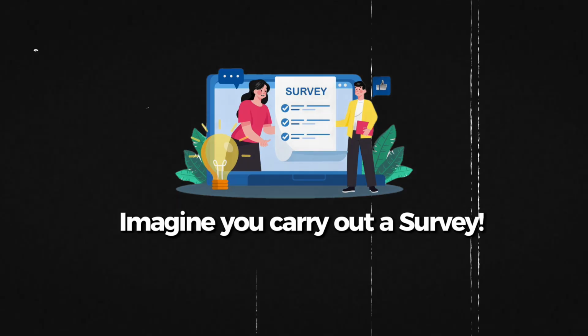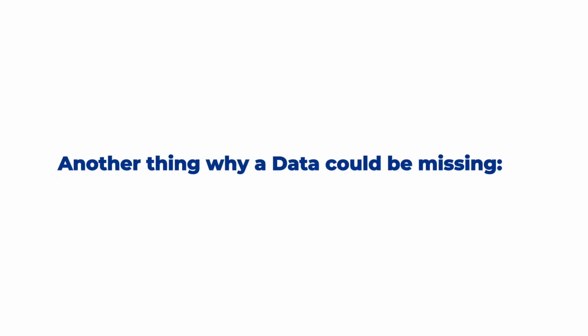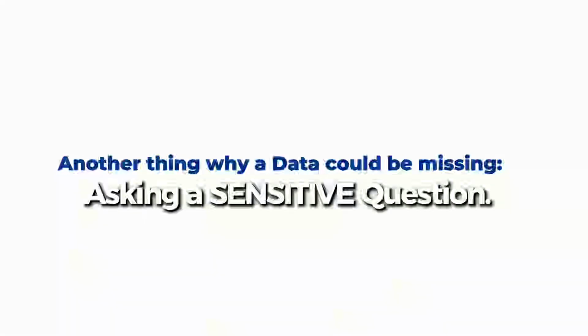Imagine you carry out a survey and you start to ask people their exact age. Certain persons, probably females, might not want to give out their exact age, or people from certain demographics might not want to say their exact age. So that could be one of the reasons why the data is missing. Another reason why data could be missing is probably also asking a sensitive question. Probably you ask people their exact income. People might decide not to fill in that data.